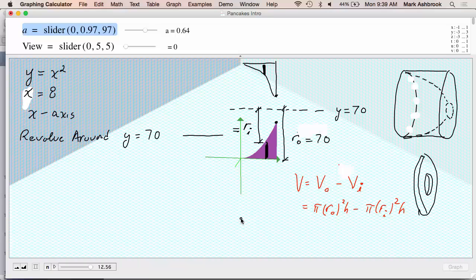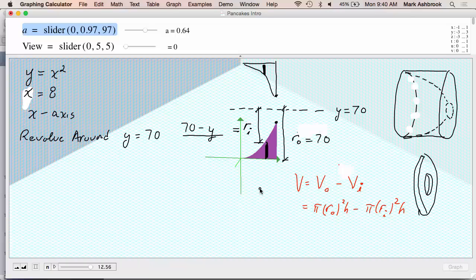So here's a hint. It's a change in y. Okay, so you should have come up with just 70 minus y, the y coordinate on this curve. The y coordinate is just the height from the x-axis. So it's just 70 minus y, the y coordinate of the curve.